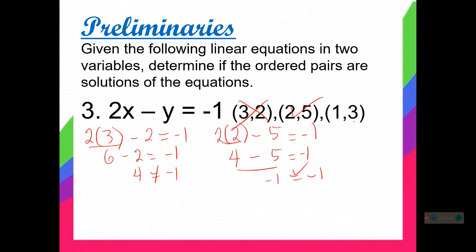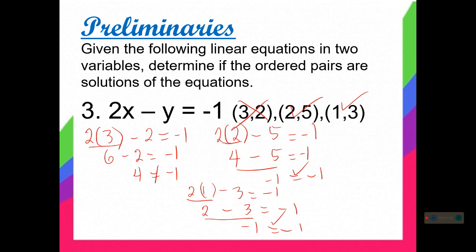Next, let us solve the third one. Okay, so let us have the solution below. We have 2 times our x is 1 minus our y is 3 equals negative 1. 2 times 1 is 2 minus 3 equals negative 1. 2 minus 3 is correct, negative 1, which is equal to negative 1. So, therefore, (1, 3) is also a solution.